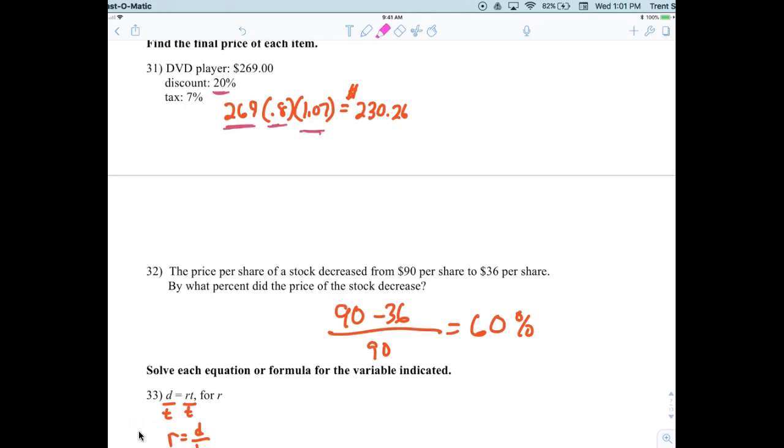Now, 32 is just back to the same problem, right? She wants a percent of increase or decrease. By the way, is everybody okay with 269 times 0.8 times 1.07, right? That's not that hard. You've been doing that a long time now. You should be good at that.